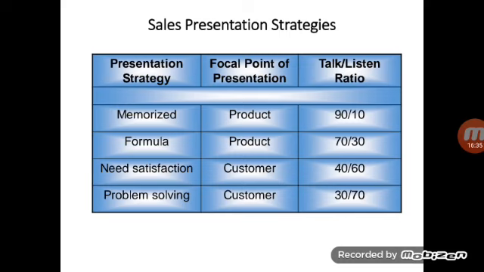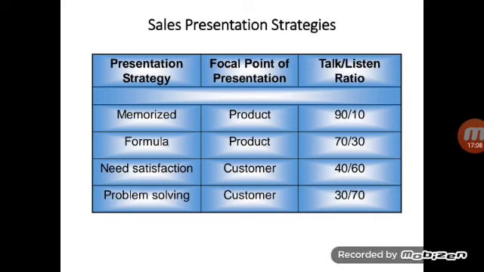And the last strategy here would be problem solving. So when it comes to problem solving, of course you will talk less and you will listen more. So your talk ratio here would be 30% and your listen ratio here will be 70%. And in general, this is viewed as the most difficult strategy. Why? Because it is a win-win situation. Win-win situation means both parties will have their benefits when they do this.